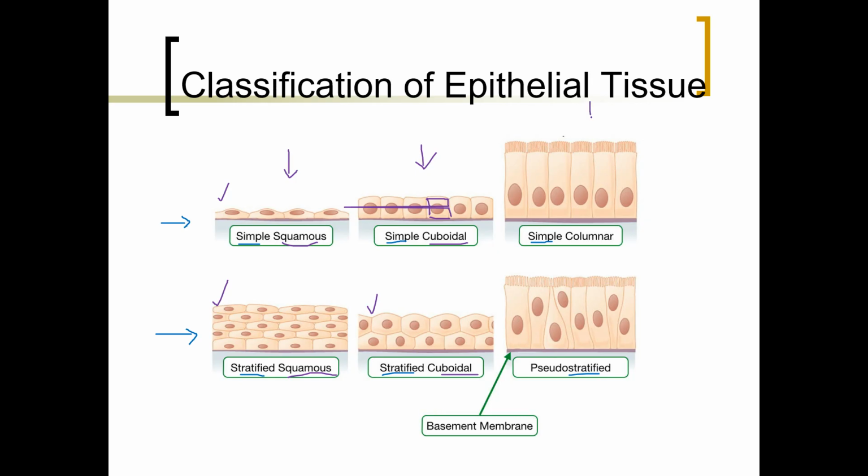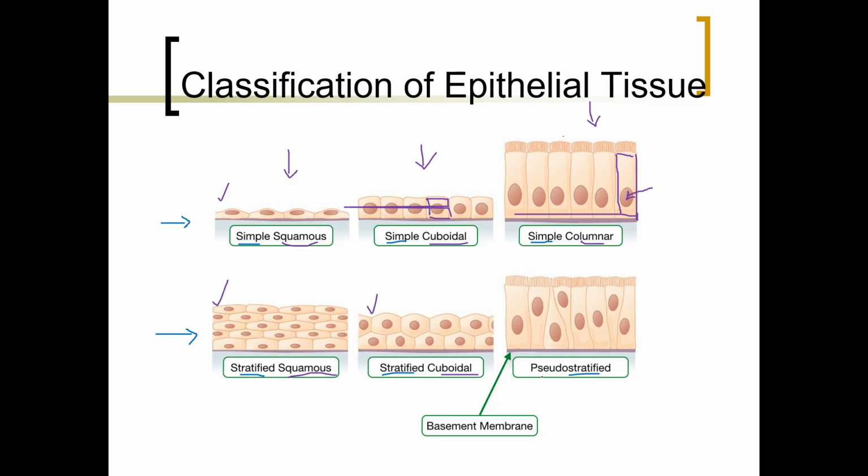Then in your very last column here, you have column-shaped cells. They're going to be tall and skinny. And what I want you to notice in this simple columnar is how organized these nuclei are. They're all nice and organized in a nice, even little row.